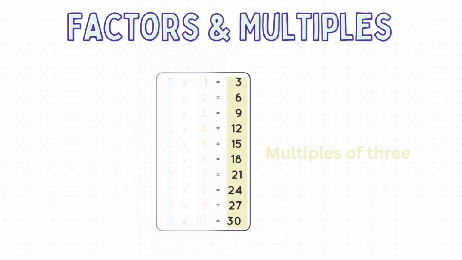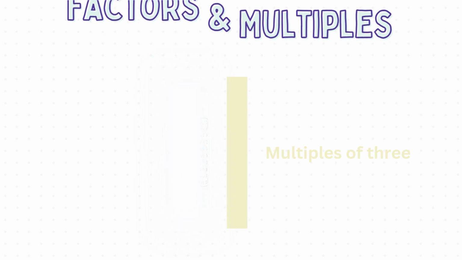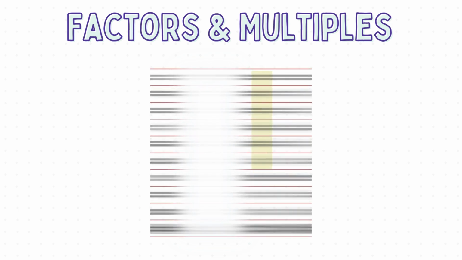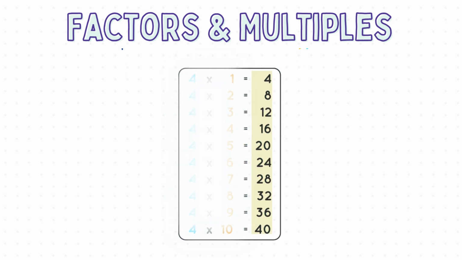Each time we're building something new with 3, and each of those results, 3, 6, 9, 12, 15, are called multiples of 3. And let's look at the multiples of 6: 6, 12, 18, 24, 30, 36, 42, and 48, and so on. Multiples of 4: 4, 8, 12, 16, 20, 24, 28, and so on. So while factors are limited, only so many blocks can build a number, multiples are unlimited. So you can build infinite things with them.